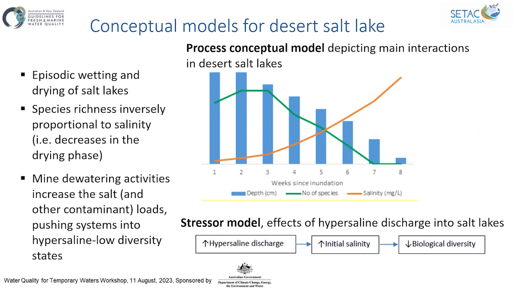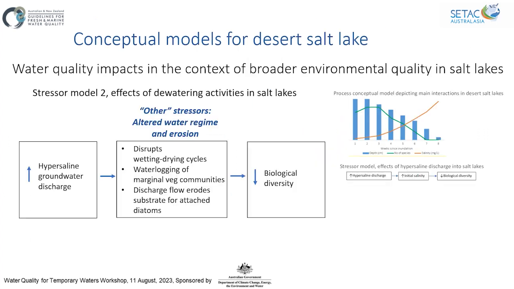Then if we add the process model, so in this case, it's mine dewatering activities. They deposit hypersaline waters into the systems, which pushes the system into that lower diversity state. Okay. Now I'm going to take this a step further and consider another model for this particular system. So we've got our original one over there to the right. So we can add other stressor models to the original one, and that contextualizes the salinity model a little bit better.